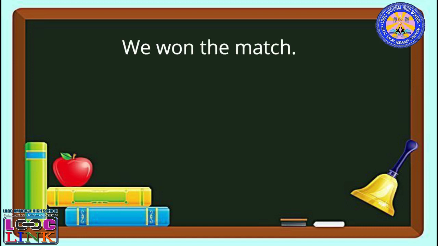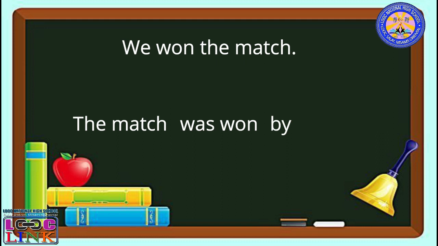We won the match. Since the object becomes the subject in the passive voice, our subject will be the match. Now the verb in the active voice is won, which is in the past form. So to transform that into passive, we are going to add was and the past participle won. Connect it with the by. And since the subject in the active voice is the pronoun we, to make it passive, we're going to transform it into its object form, which becomes us. So our passive sentence is, the match was won by us.